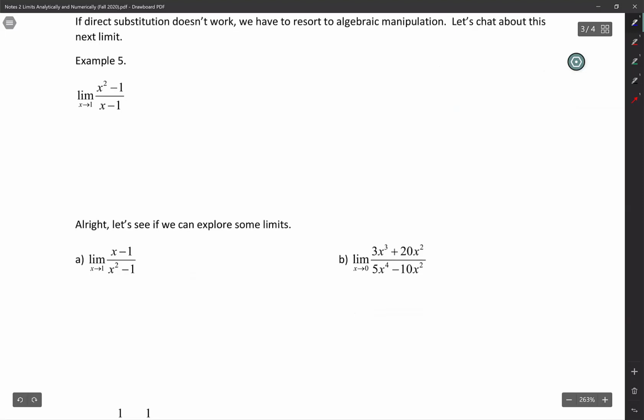So here we go. Example 5. You always see if you can do direct substitution. Can I do direct substitution? No. Look, if I do direct substitution, 1 squared is 1, 1 minus 1 is 0. I get a 0 on the top. 1 minus 1, I get a 0 on the bottom. If you get 0 over 0, it definitely has a limit.